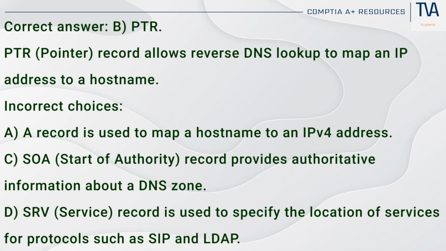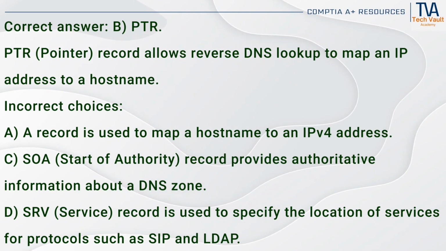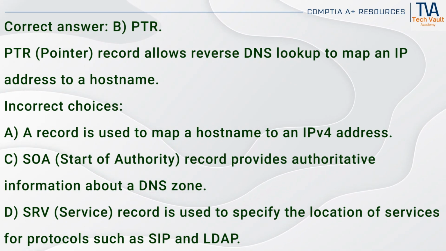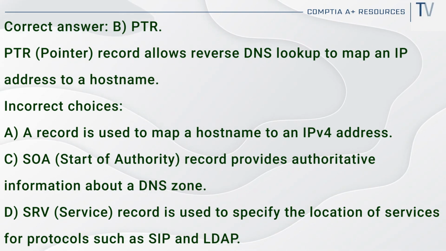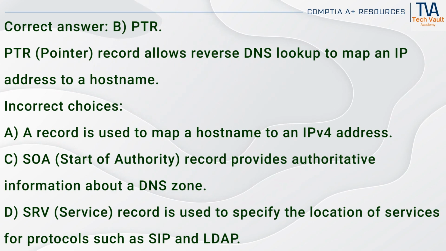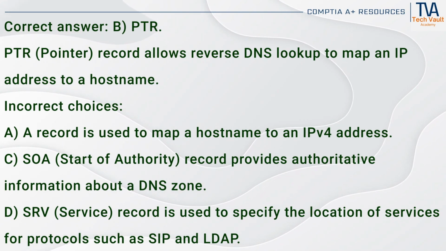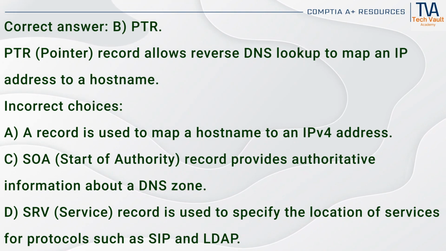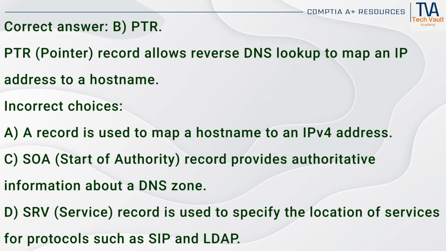Correct answer, B, PTR. PTR pointer record allows reverse DNS lookup to map an IP address to a hostname. Incorrect choices. A record is used to map a hostname to an IPv4 address. C, SOA, start of authority record provides authoritative information about a DNS zone. D, SRV, service record is used to specify the location of services for protocols such as SIP and LDAP.